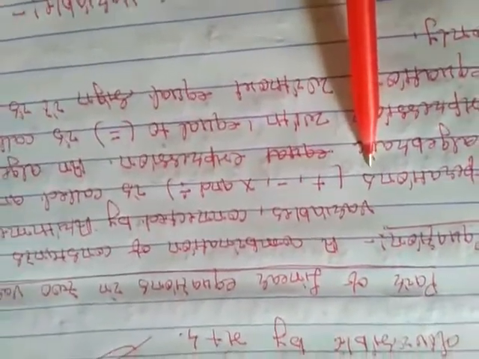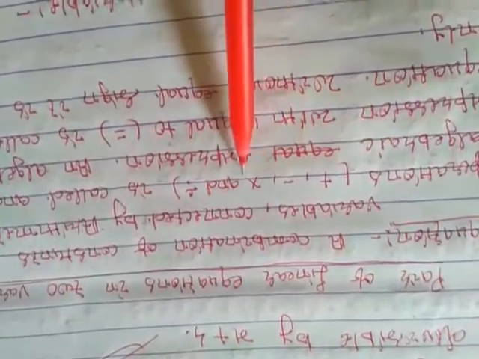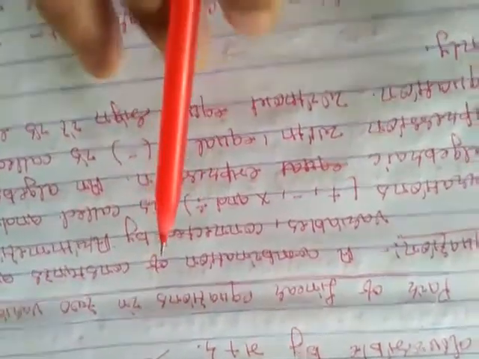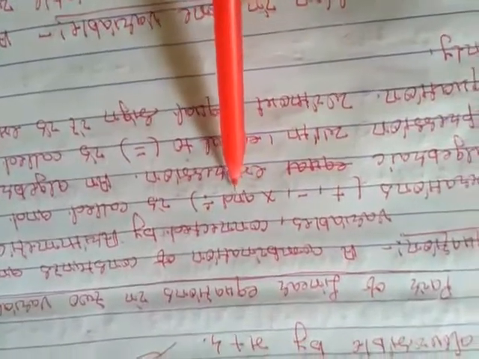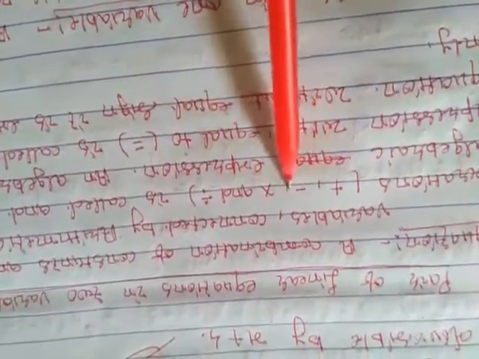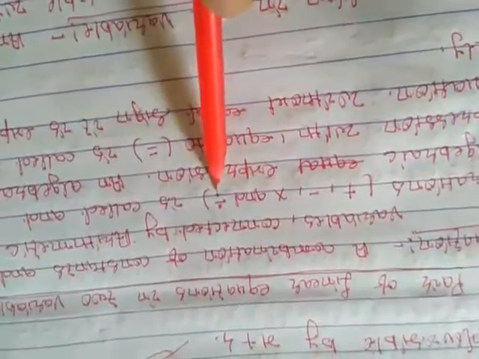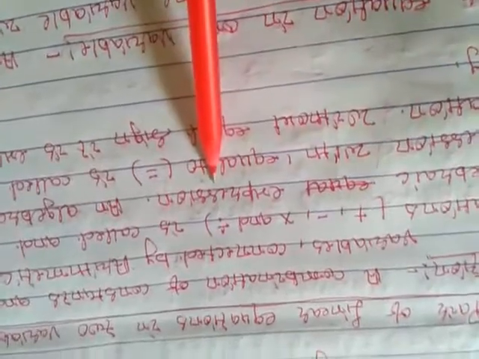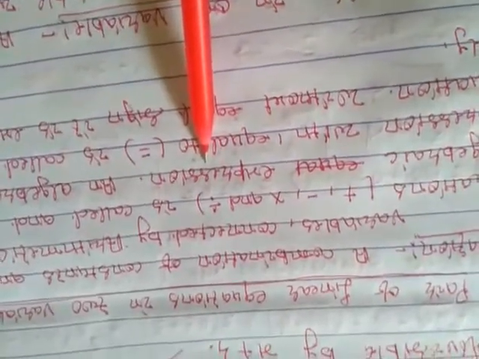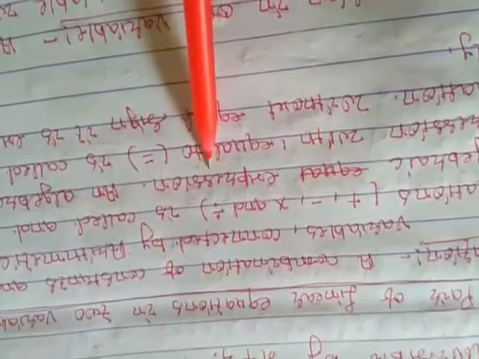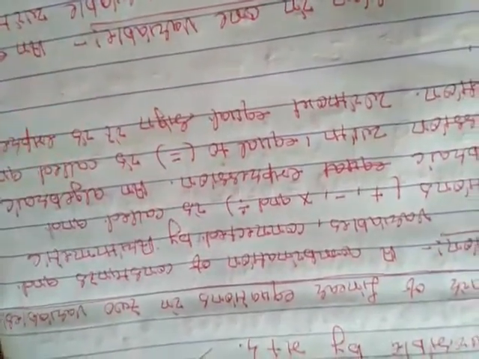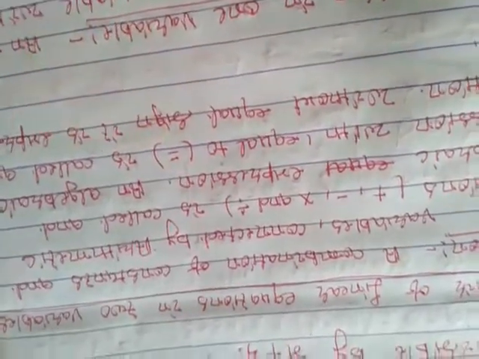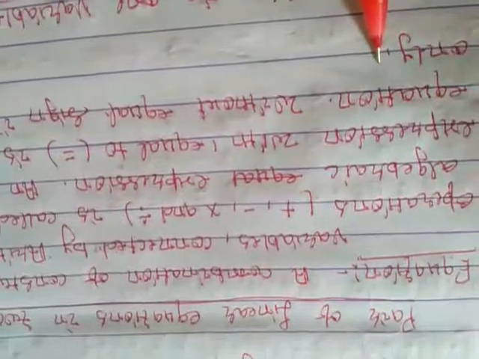Arithmetic operations means plus, minus, multiply and divide. These are the four fundamental arithmetic operations: addition, subtraction, multiplication or division. A combination of constants and variables with these is called an algebraic expression, not an equation. And when an algebraic expression has an equal to sign, then it becomes an equation.